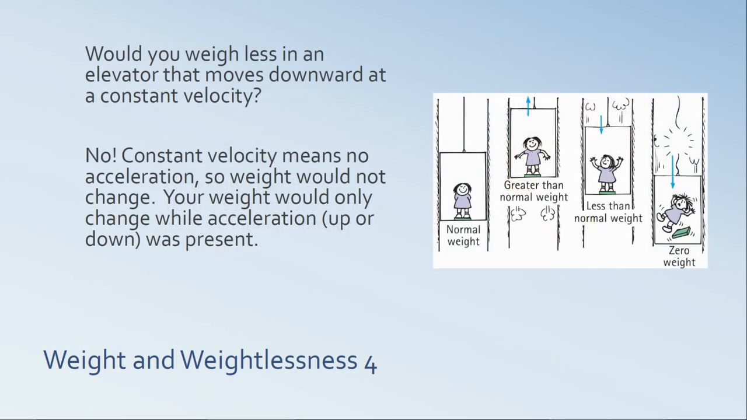So going back to our girl in our elevator, if the elevator was moving downward at a constant velocity, would you look down and see that you weighed less? No, you wouldn't. Constant velocity means no acceleration, so you would have normal weight. Your weight would not change. Your weight is only going to change in the elevator while there's acceleration, either up or down, present.